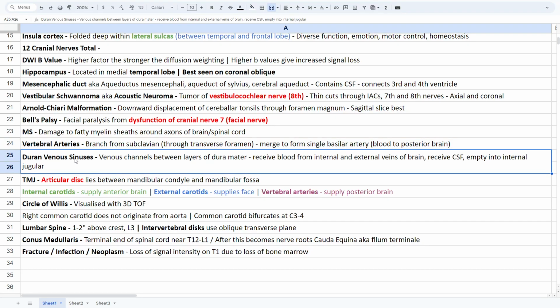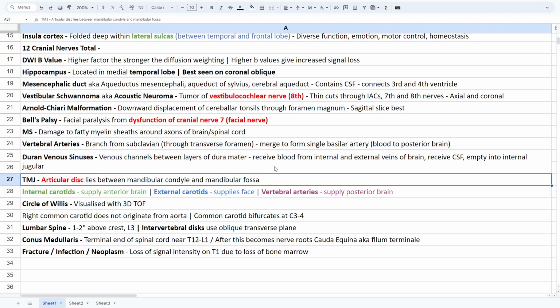Dural venous sinuses are venous channels between the layers of dura mater. These receive blood from the internal and external veins of the brain, receive CSF, and they empty into the internal jugular. Temporomandibular joints have articular discs which lie between the mandibular condyle and mandibular fossa.